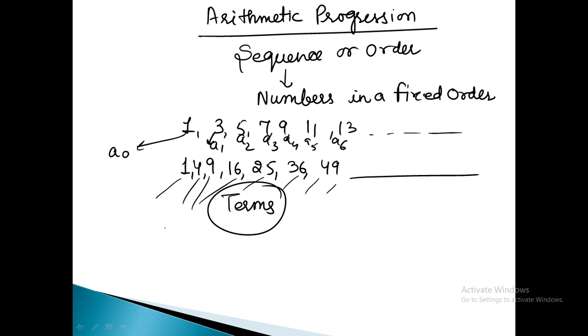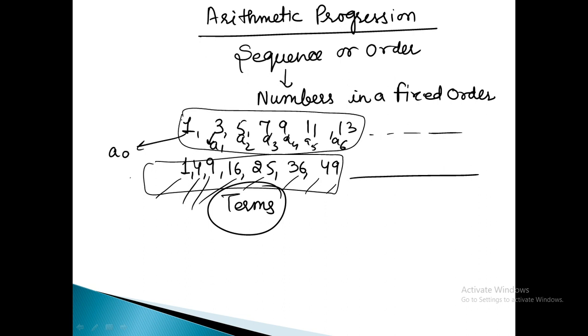Now next is arithmetic progression, which means AP. These series are also given in the form of AP. How can you say that it is an AP? When the difference between each term is equal, then we can say that the series is given in the form of arithmetic progression.